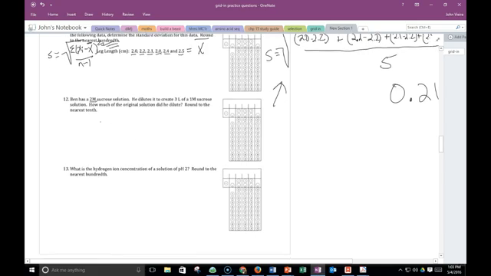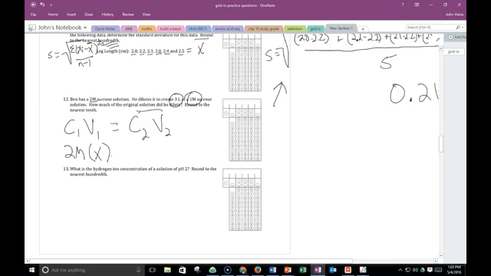Ben has a 2 molar sucrose solution. He wants to make 3 liters of 1 molar sucrose. How much of the original solution should he dilute? Concentration of the first solution multiplied by the volume of the first solution should equal the concentration of the second solution multiplied by the volume of the second solution. Concentration of the first solution was 2 molar, right?